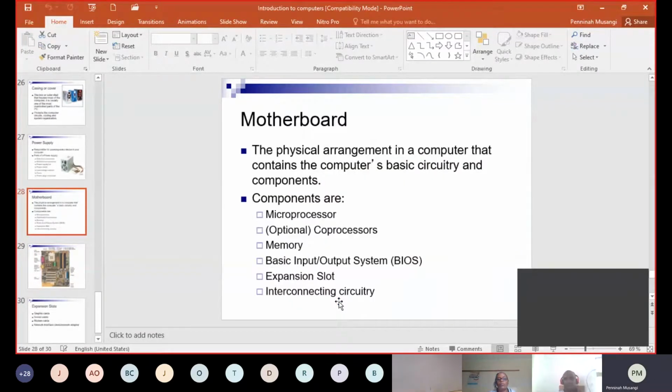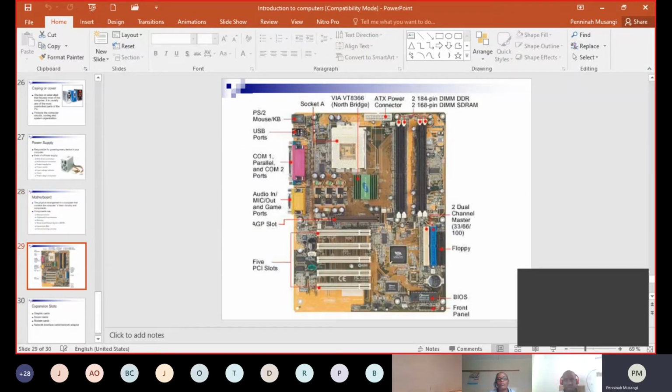Then the motherboard contains, when we are talking about the motherboard, it has the microprocessors, it has the BIOS, and this is how it looks like.